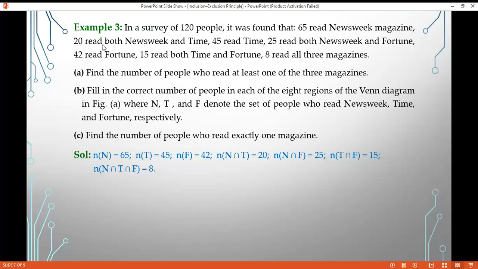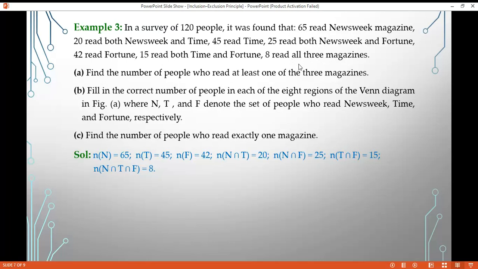Now take the common part: Newsweek and Time. How many read Newsweek and Time, that means N intersection T, that is 20. And 25 read both Newsweek and Fortune, so N intersection F is 25. And 15 read both Time and Fortune, so T intersection F is 15. And 8 read all three magazines.